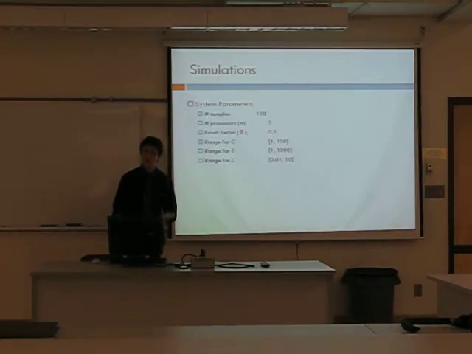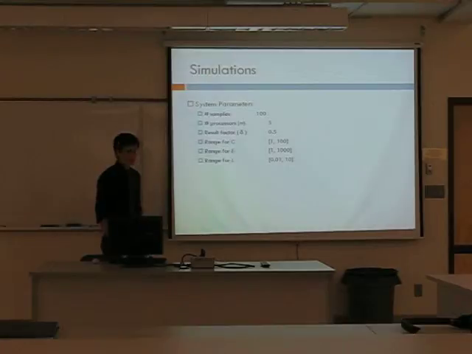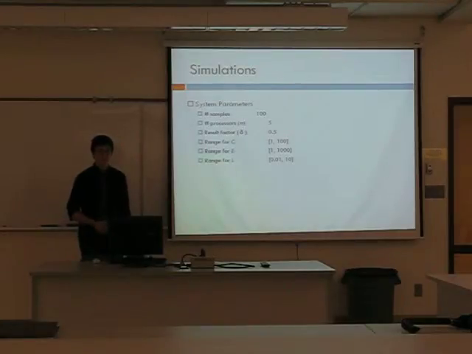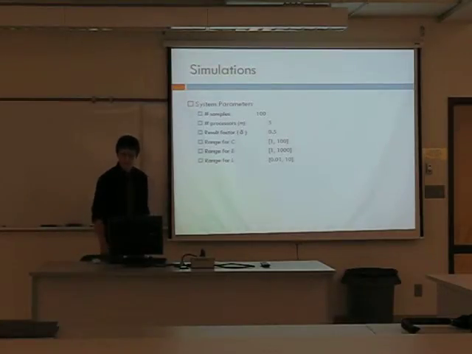Now, here are the system parameters for simulations for the 100 samples. You see here we're doing it for 5 processors, and we have a result factor of 0.5. And the ranges for C, E, and L are 1 to 100, 1 to 1,000, and 0.01 to 10, respectively.